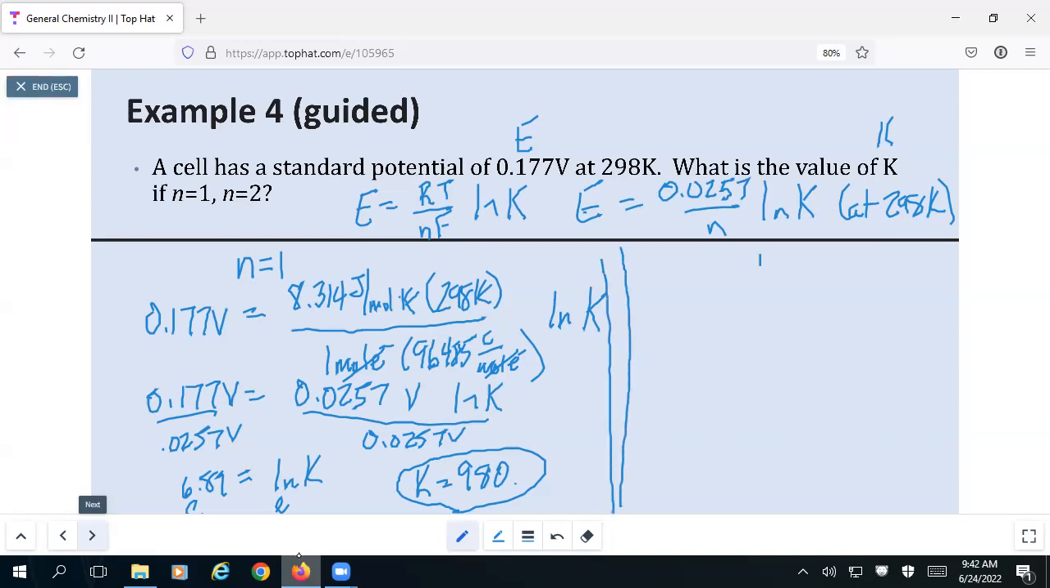Now for n equals 2, we're going to use the shortcut equation this time, just to save ourselves a little bit of space and a little bit of our sanity. 0.177 volts is equal to 0.0257 over 2 times the natural log of K.